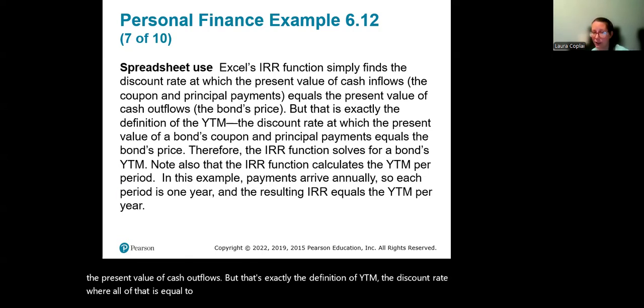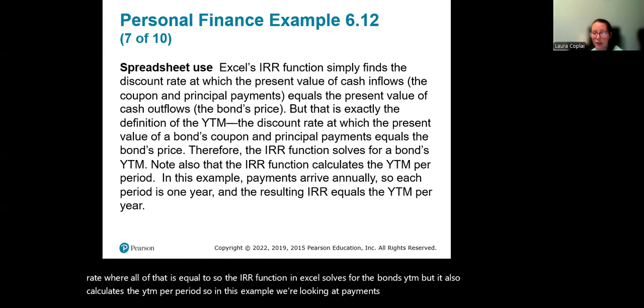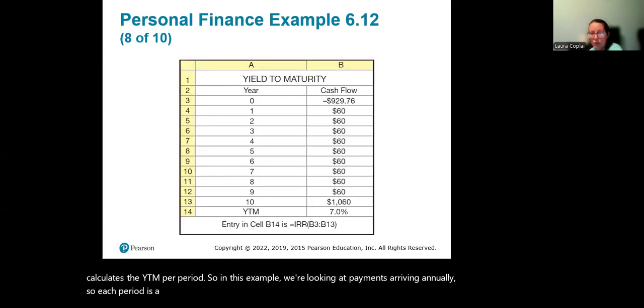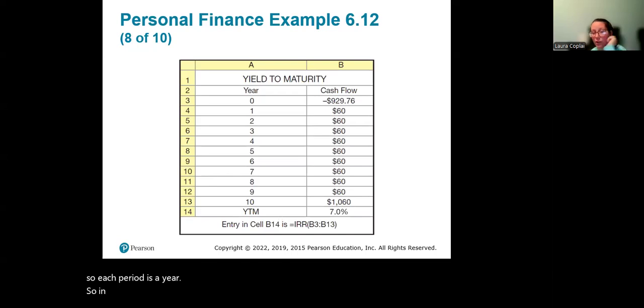So the IRR function in Excel solves for the bond's YTM, but it calculates the YTM per period. So in this example, we're looking at payments arriving annually, so each period is a year. In Excel, we could always adjust the IRR to figure out what the YTM is per period as well.